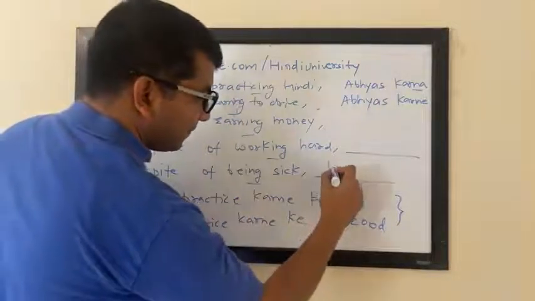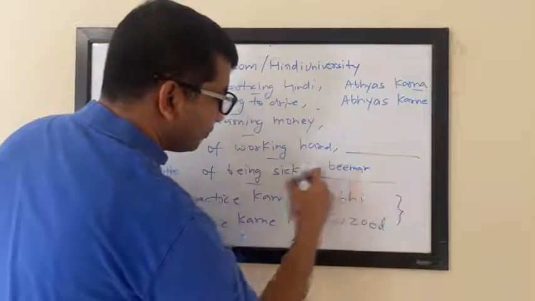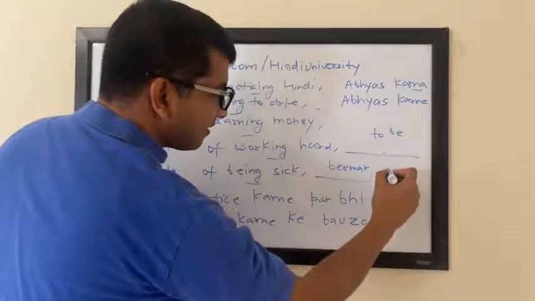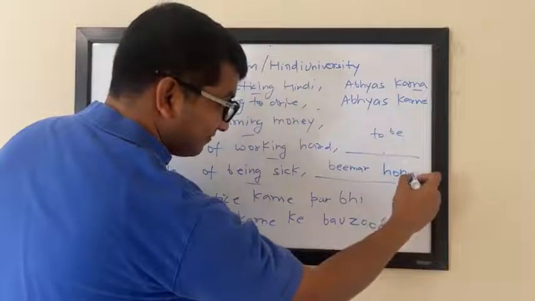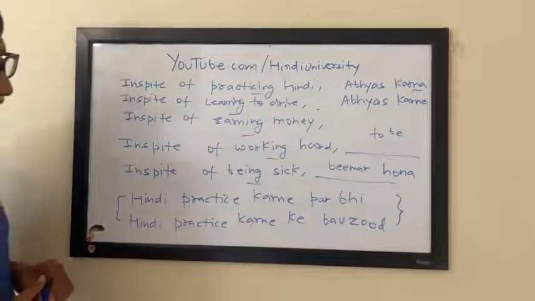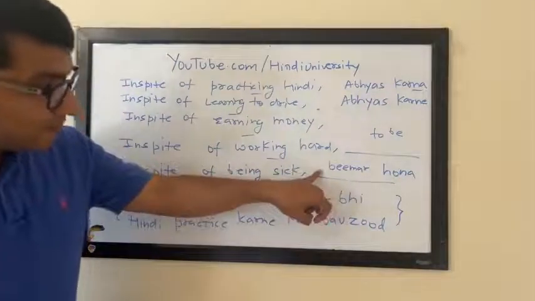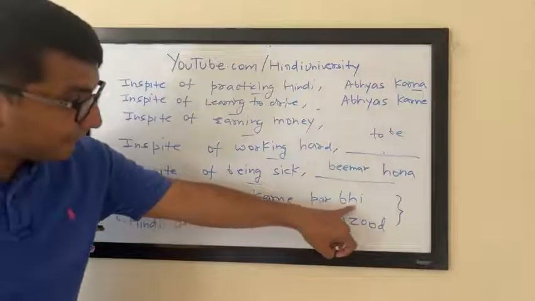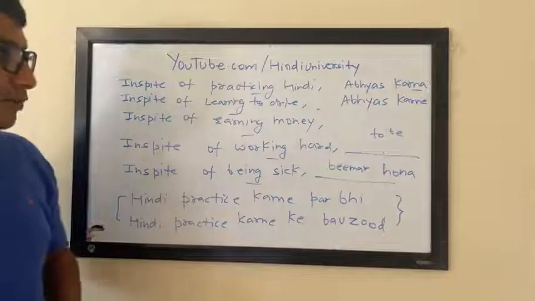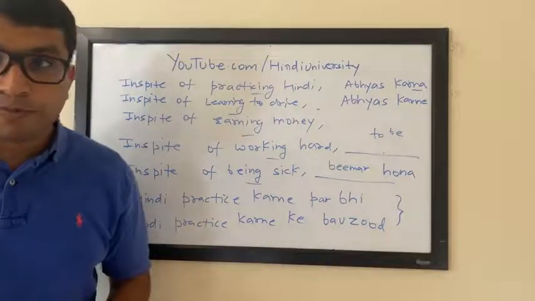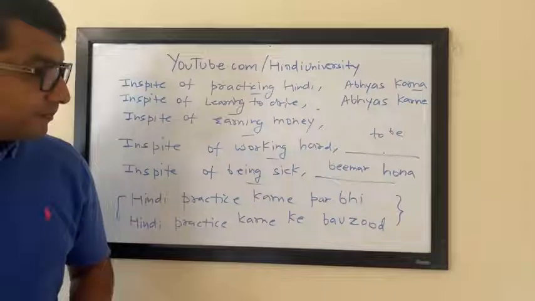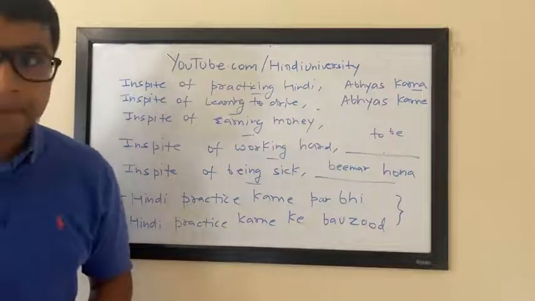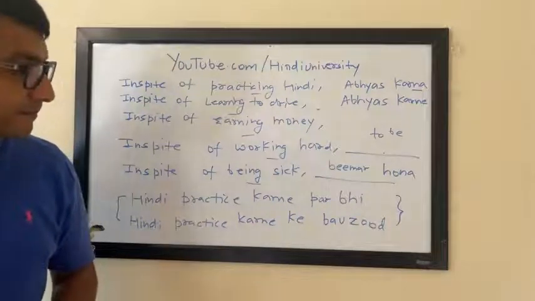Bimar par bhi. What is the verb form? The verb is hona. Bimar hona, bimar hone, bimar hone par bhi. He is very helpful. Oh, so in spite of being sick, he is very helpful.